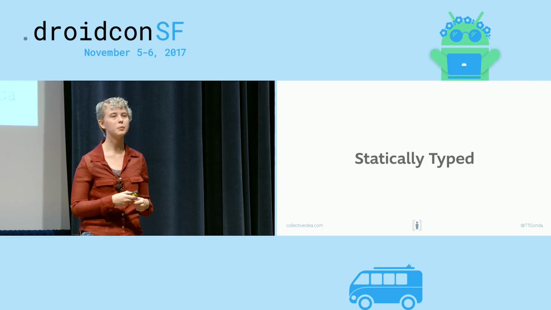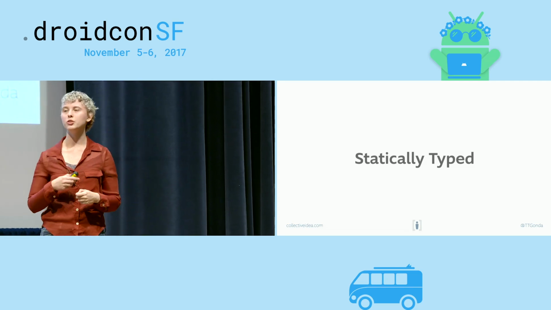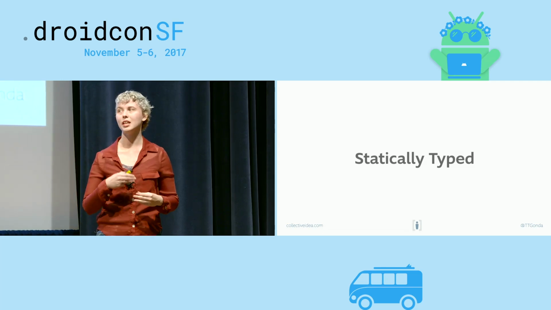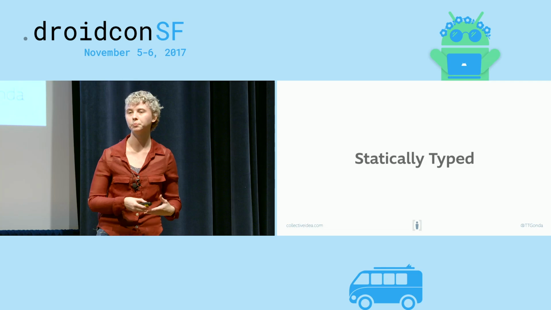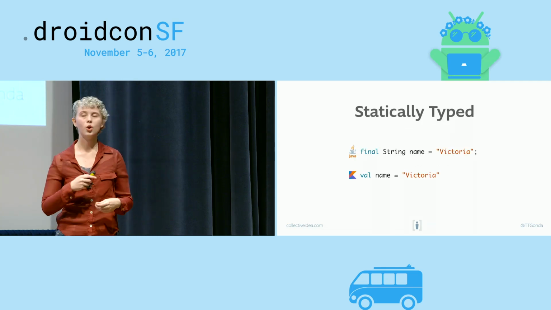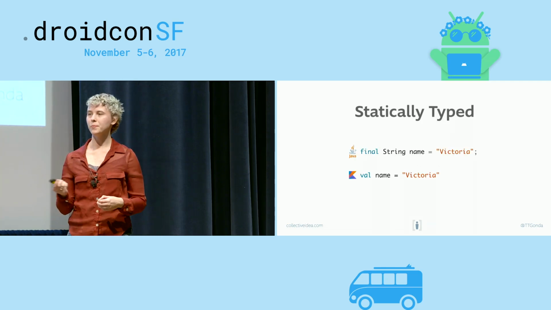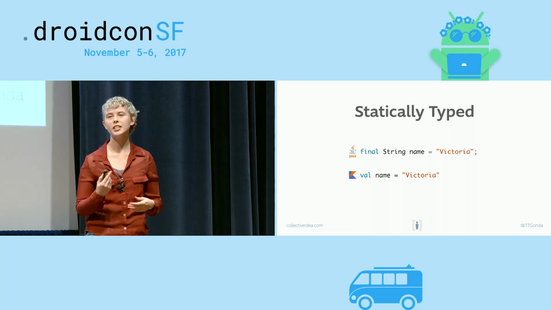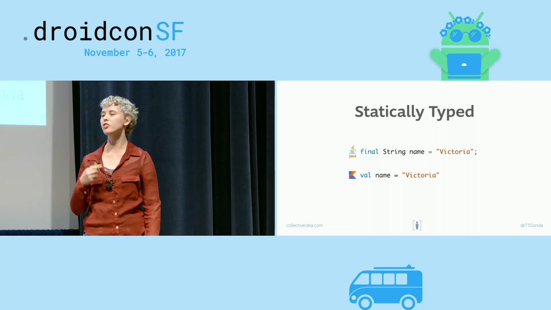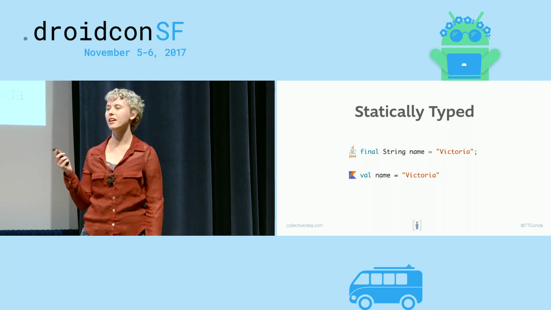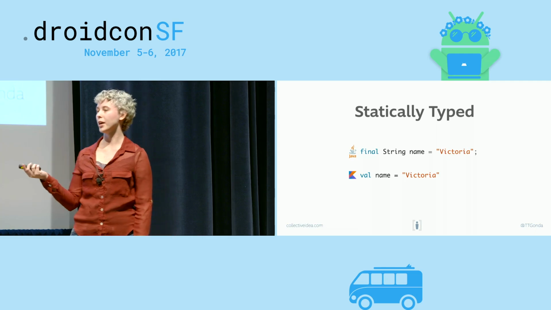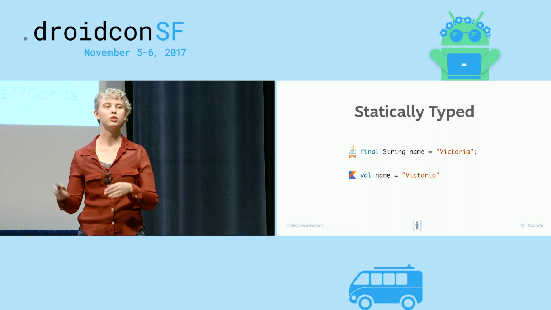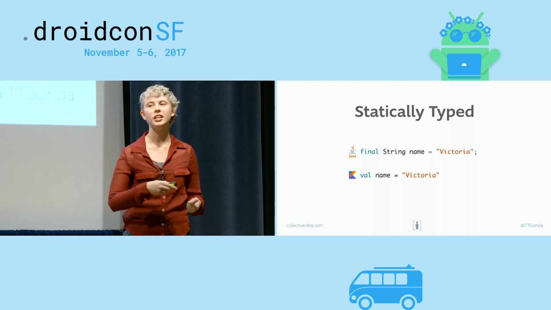It's statically typed, which means we get the same type safety that we do in Java. This also means that we get the same autocomplete, and we have that great IDE support. What makes the type system a little bit different is that it can be inferred. So if it's clear what type something is, we don't have to specify it. Here in the Java example, we have to explicitly say that this name variable is a string, whereas with Kotlin, it's clear that it's a string. We're assigning the string Victoria to it, so it just infers that the type of this variable is string.